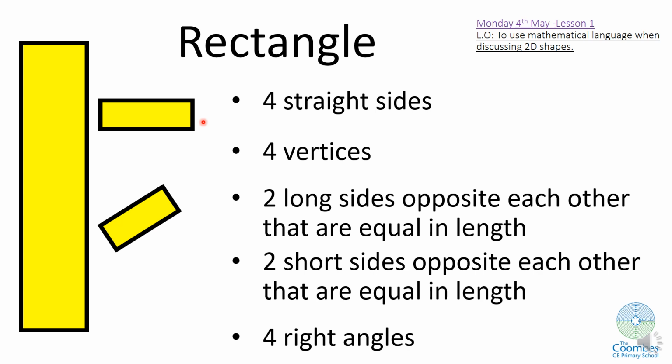Another fact that is new today for you is that rectangles have 4 right angles. We don't need to worry about this too much in reception, but right angles are what we can use to work out if a line is straight. So a right angle is 90 degrees, a 90-degree angle, and as you go up through the school, you will learn more about different types of angles.